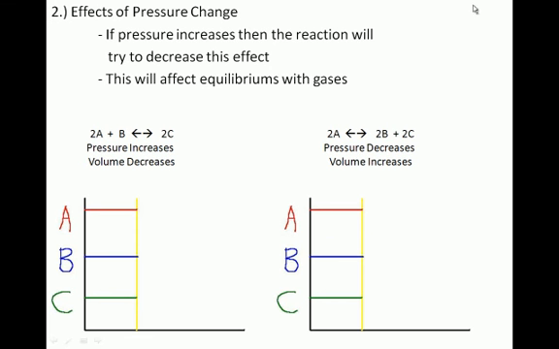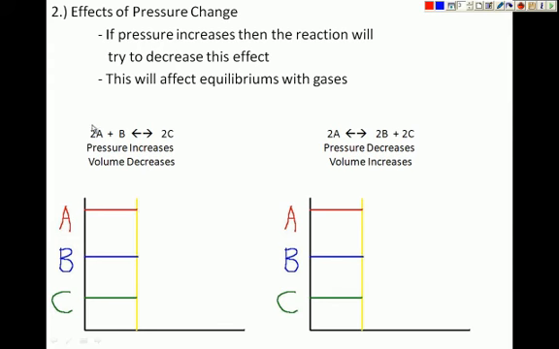Now, let's take a look at what happens for a pressure change, the effects of a pressure change. So, again, if pressure is increased, then the reaction will try to decrease this effect. And this gets a little bit more complicated, but what it means is that if the pressure is increased, then the reaction will try to make less gases in order to kind of decrease that pressure. Now, pressure changes will only affect equilibriums with gases, which is very, very important.